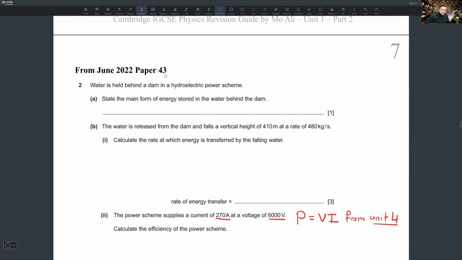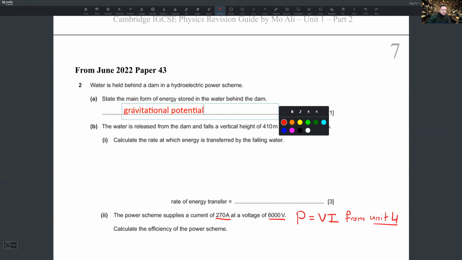This is June 22 variant 3. Water is held behind the dam in a hydroelectric power scheme. We'll talk about power schemes, or hydroelectric stations, now. When water is stored in a dam in a hydroelectric station, it is lifted up, and if an object is lifted upwards it has gravitational potential energy. Excellent, all of you right: GPE, or gravitational potential energy.